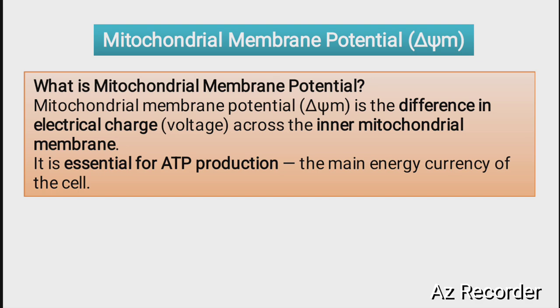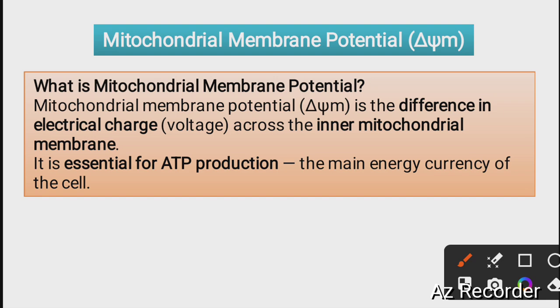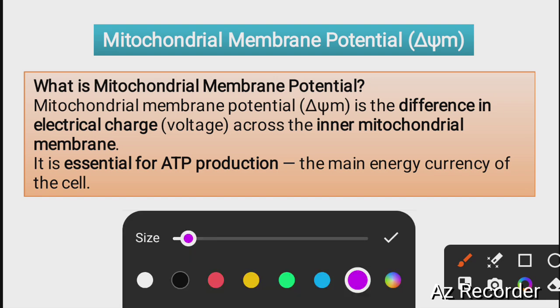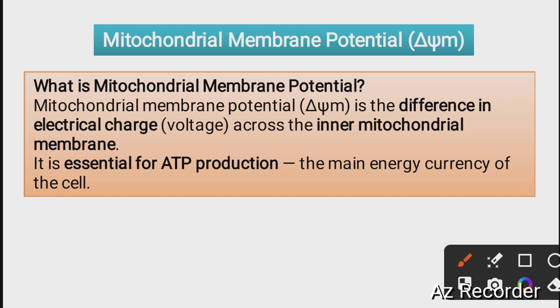So mitochondrial membrane potential is mainly denoted as delta psi m. Okay, m is for mitochondrial. So that is the representation, or the symbol, of mitochondrial membrane potential.